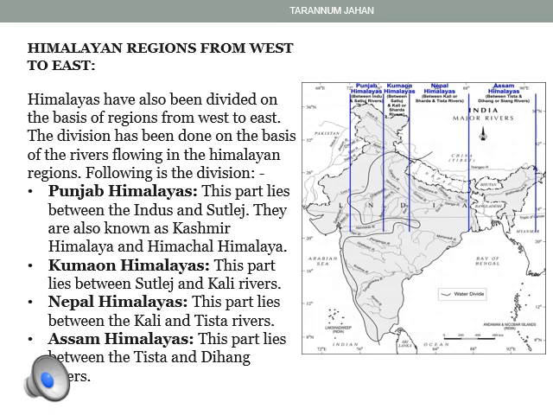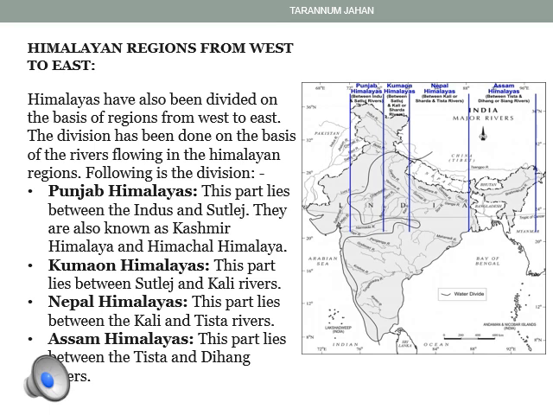So now see the division of the Himalayas from west to east. Earlier we saw the division of the Himalayas from north to south; now we are seeing it from west to east. The Himalayas have been divided on the basis of region from west to east. The divisions are the Punjab Himalayas, Kumaon Himalayas, Nepal Himalayas and Assam Himalayas. So let's see one by one.